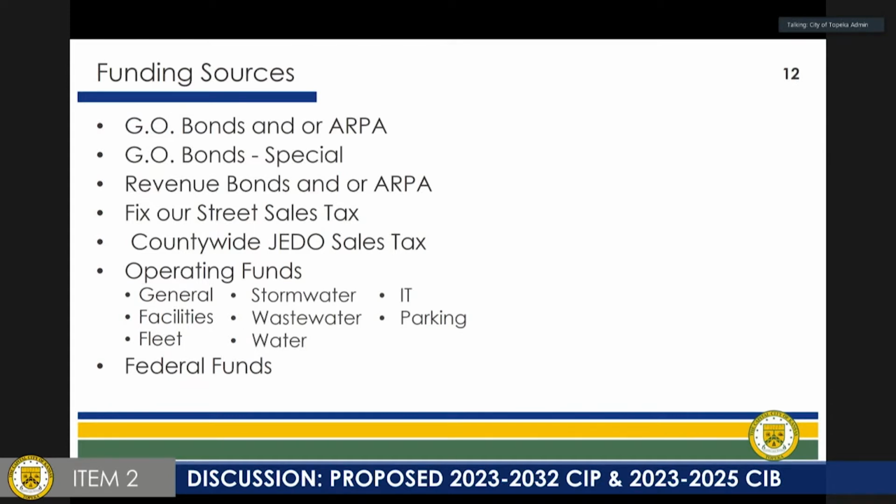So we have a couple of 3 specific items that we want to talk to you about tonight that would not fall under our normal geo bonds. They're big ticket items. Revenue bonds and or ARPA, again, so that we could move back and forth if necessary. We have our Fix Our Street sales tax, that half-cent sales tax, countywide JADO sales tax, operating funds such as stormwater, wastewater, parking, IT, and then federal funds.